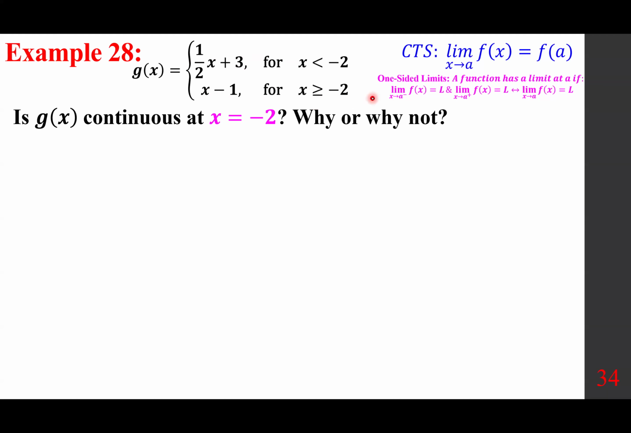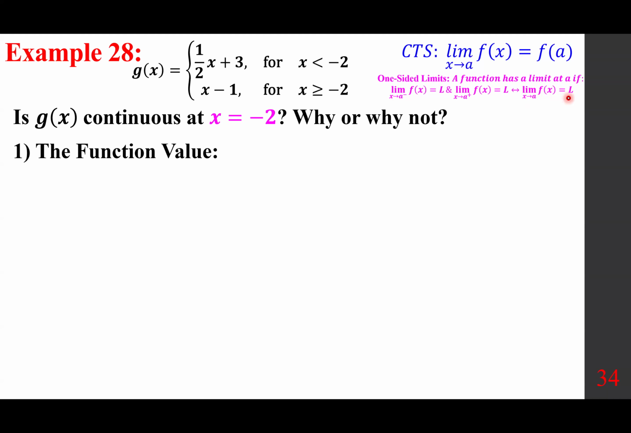Now, continuity has a specific definition. When the limit of f of x as x approaches a equals f of a, it becomes continuous at a. And that's what we are going to work on. But what is the limit? One-sided limits. A function has a limit at a if the limit of f of x as x approaches a from the left equals L, and the limit of f of x as x approaches a from the right is L, and therefore the limit of f of x as x approaches a equals L if the one-sided limits are identical.